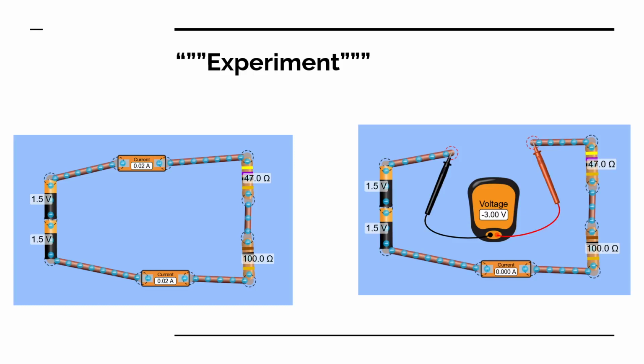When one of the ammeters is replaced with a voltmeter, there is a potential difference of minus 3 volts, and the current is now 0. This is because the circuit was broken.